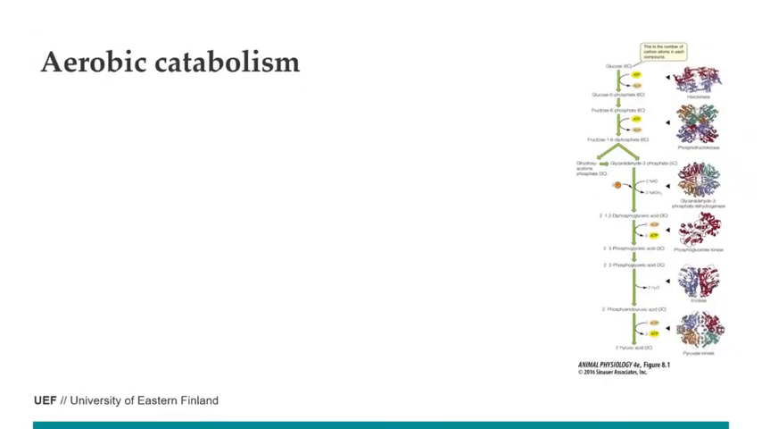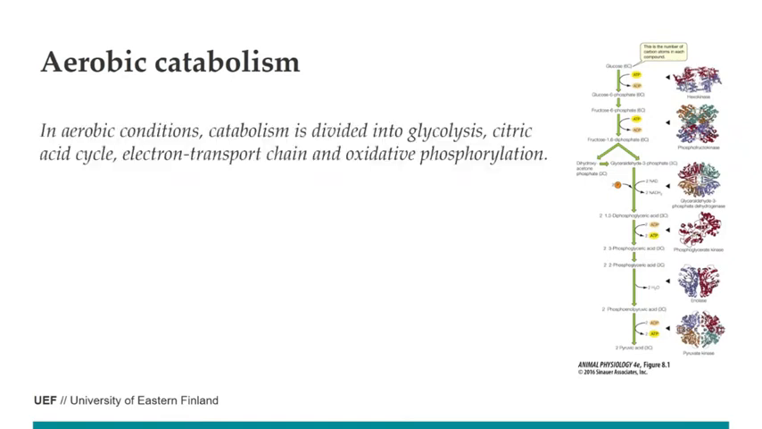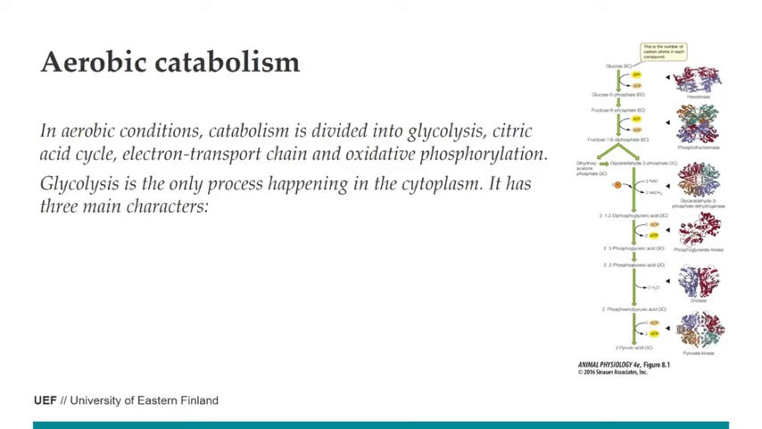So let's have a short review of aerobic catabolism. We all know that in aerobic conditions, we have glycolysis, the citric acid cycle, the electron transport chain, and oxidative phosphorylation. It all starts with glycolysis, which is something that you should already know quite well. It happens in the cytoplasm, and it has three main characters. Glucose is converted to 2 pyruvate.